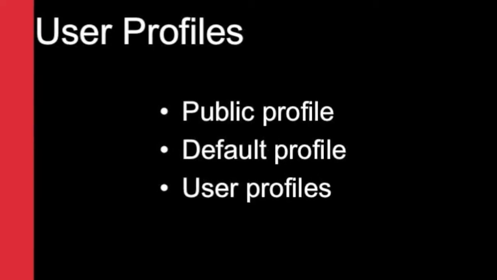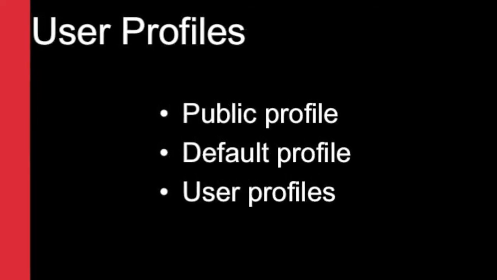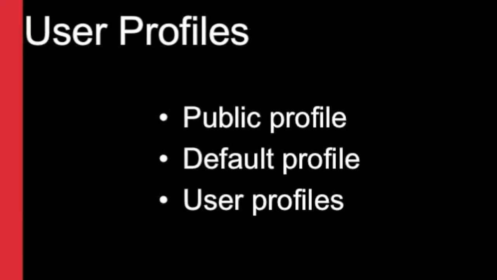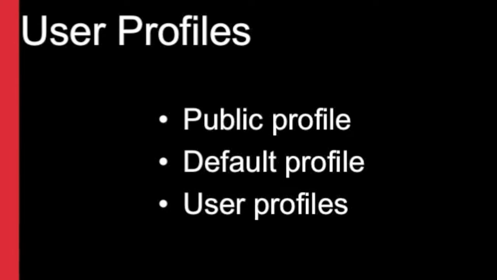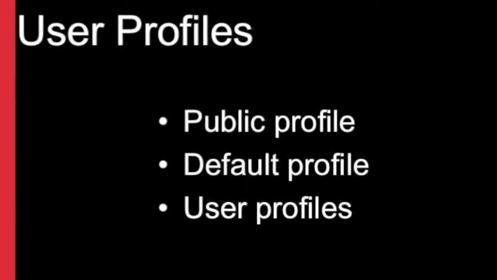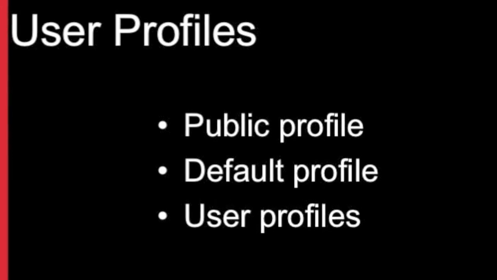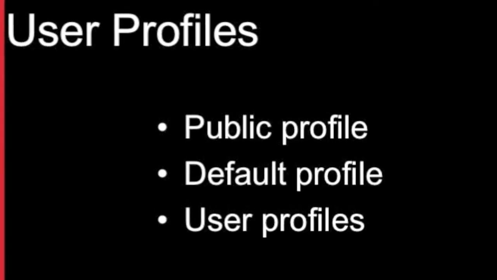In Windows 7, the user profiles are stored in the Users folder on the root of the system drive, which is typically the C drive. Within the Users folder will be a single folder for each user profile, named after the user, and 2 additional folders, one for the public profile and one for the default profile.